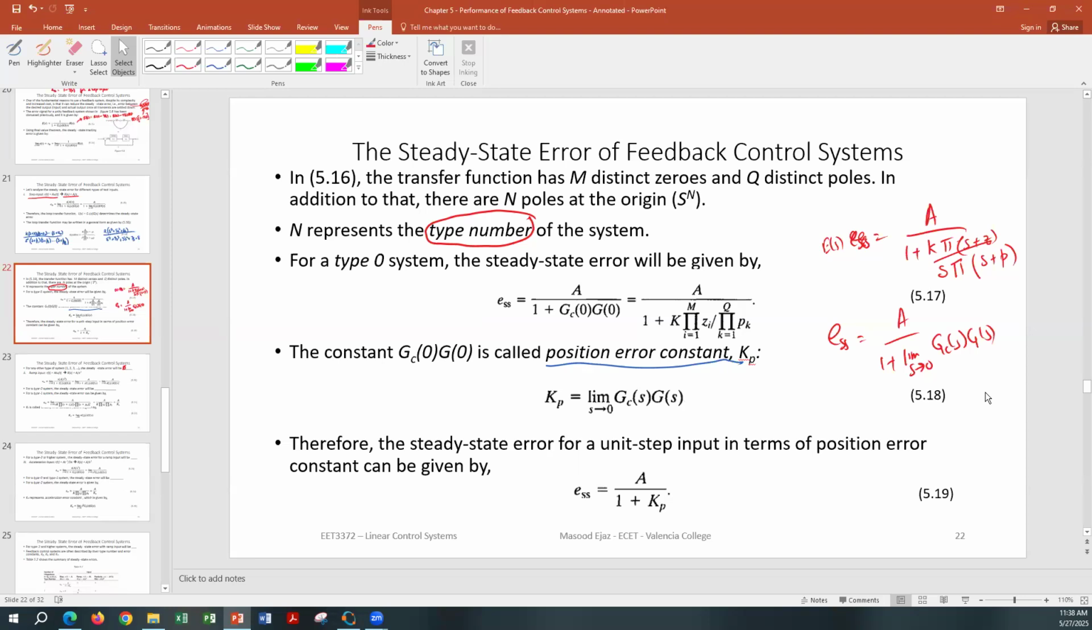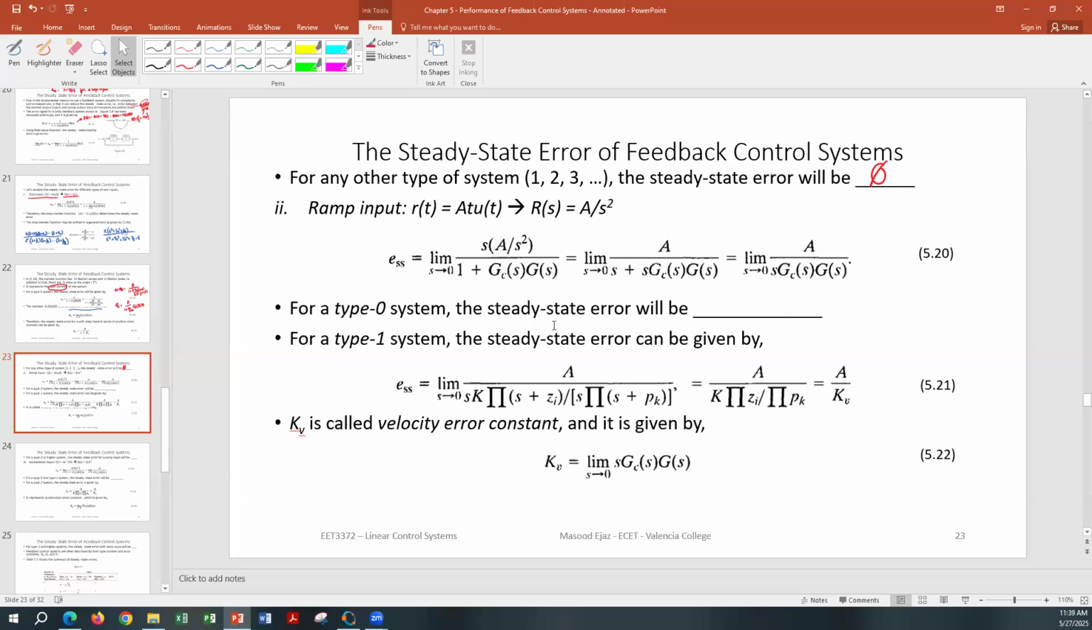So that factor is going to become infinity. 1 plus infinity is infinity, and A over infinity is going to be 0. Anytime you have s equal to 0 for type 1, type 2, type 3, type 4, whatever, your steady state error will always be 0 for a step input.